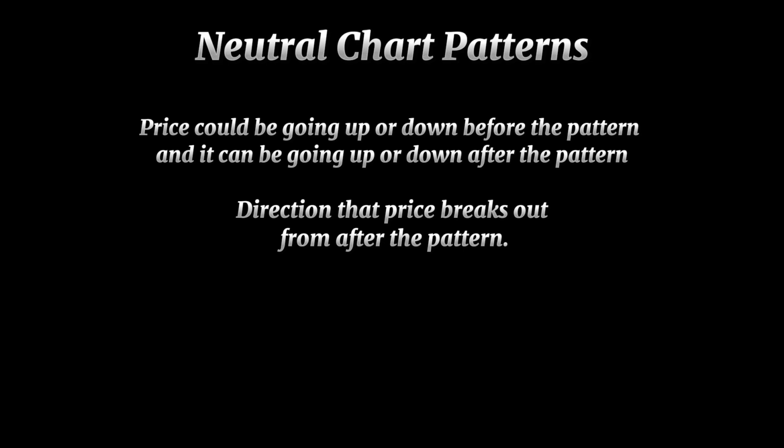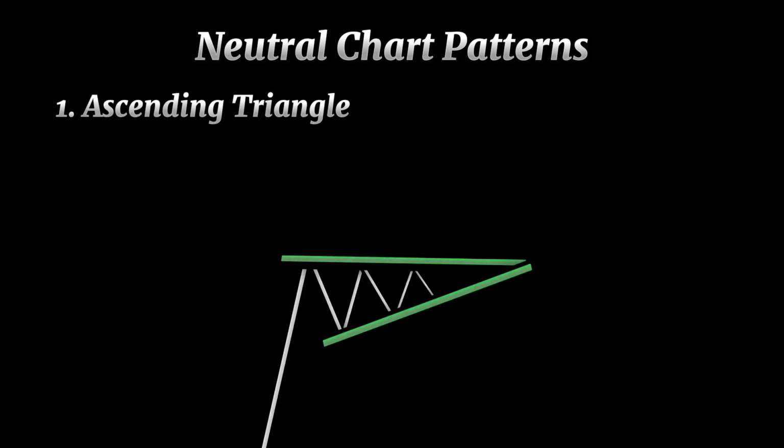The neutral patterns are composed of 4 types of triangles. Let's begin with the ascending and descending triangles first. The ascending triangle, as we saw earlier, can be a bullish continuation pattern, meaning that price will be going up.